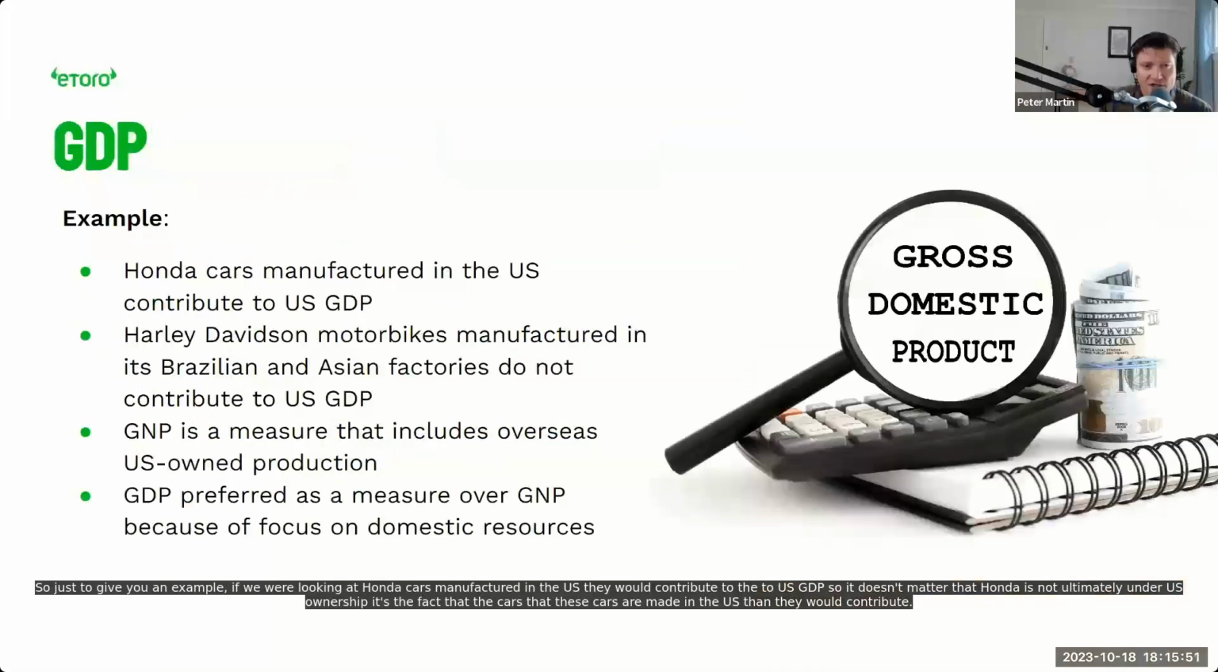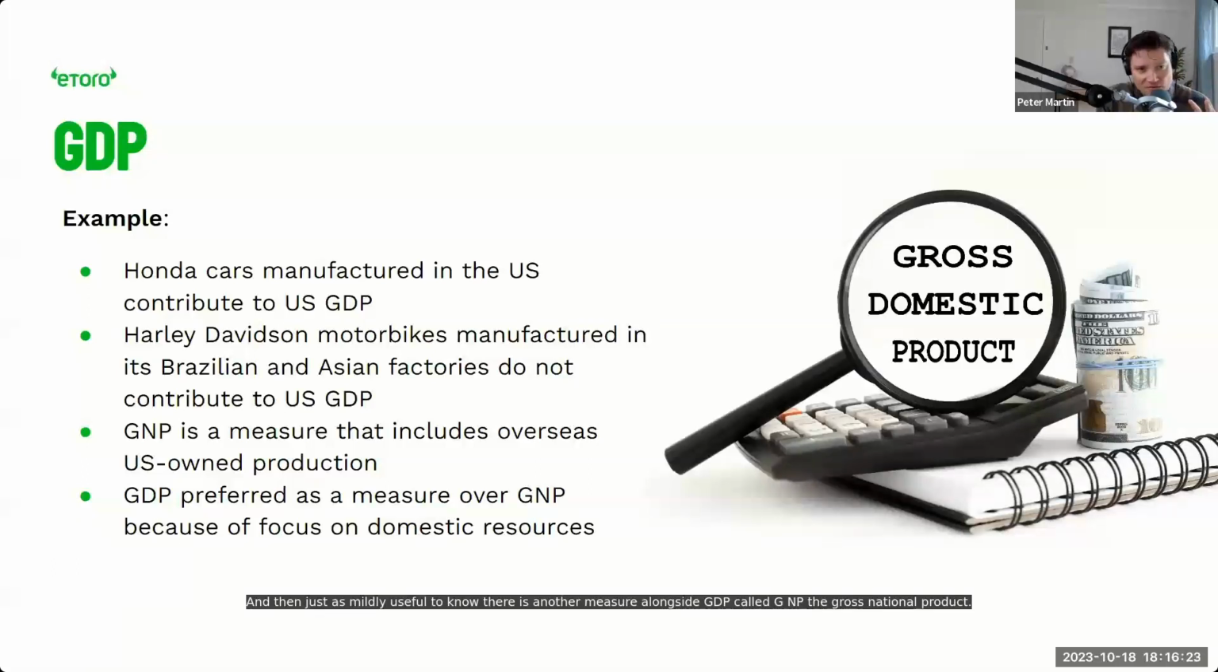Just to give you an example, if we were looking at Honda cars manufactured in the US, they would contribute to US GDP. It doesn't matter that Honda is not ultimately under US ownership. It's the fact that these cars are made in the US. Harley Davidson, a US company, if its motorbikes are manufactured in its factories in Brazil or Asia, they don't contribute to US GDP because they're not made in the US. They just don't meet the criteria.